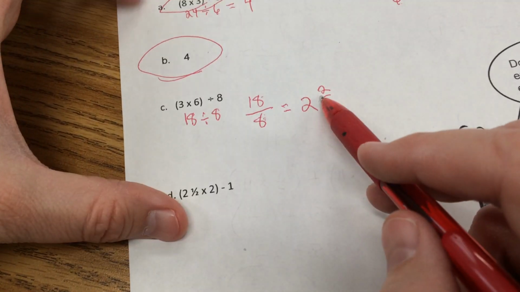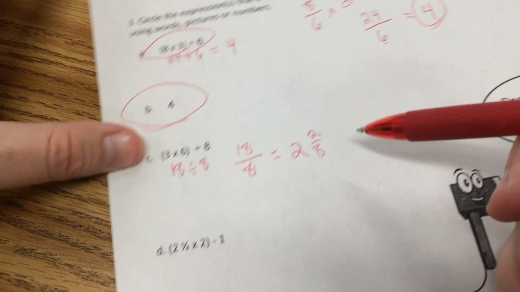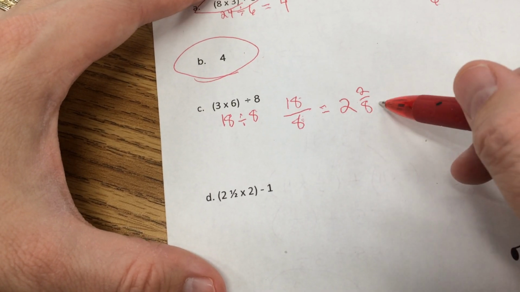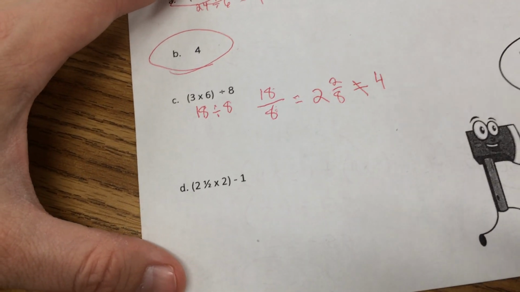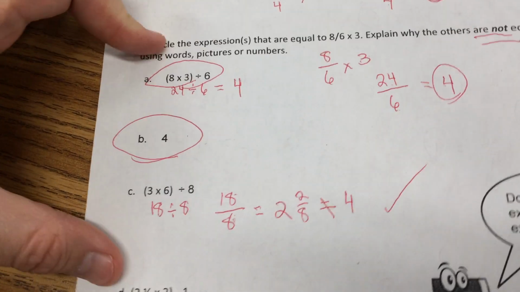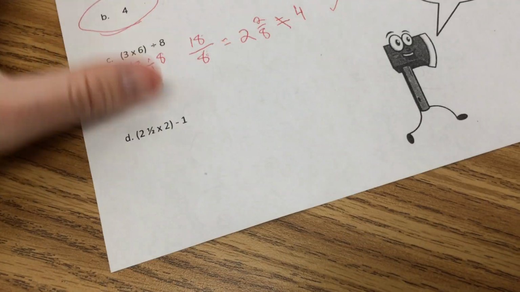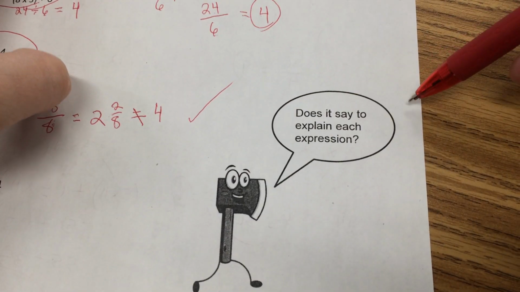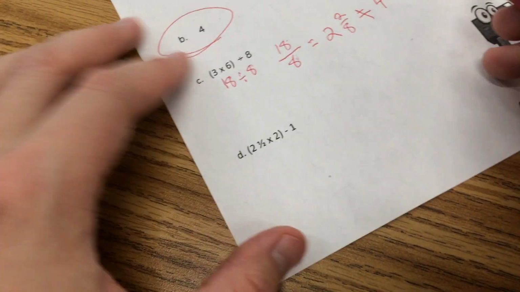Okay, did I show explain why the others are not equal using words, pictures, or numbers? And so here I'm showing what it equals, and that clearly does not equal 4. I can make it clear with just a symbol, like that. That doesn't equal 4. Okay, good. I don't want to circle this because it says circle the expressions that are equal. So if I circle that, I'm showing that that's equal. Okay. Hachi says, does it say to explain each expression? No, it doesn't. It just says to explain the ones that are not equal.